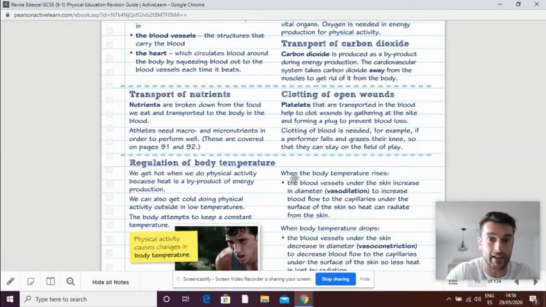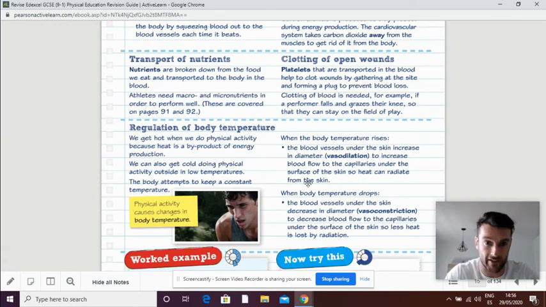Okay, and finally, the cardiovascular system regulates body temperature. Now, how does it do that? Very, very clever. What we do is called vasodilation and vasoconstriction. So we've learned this as part of our lessons, but as a revision, when we are hot, the blood vessels at the skin vasodilate. That's why we look red.